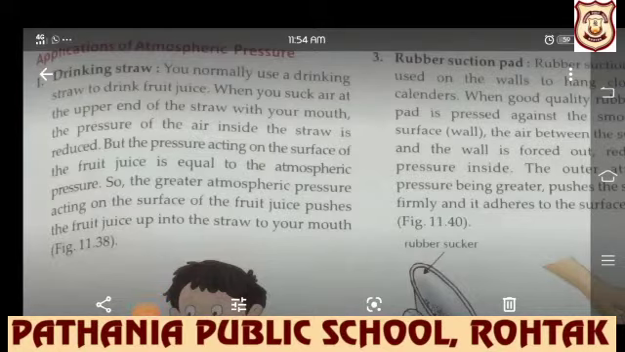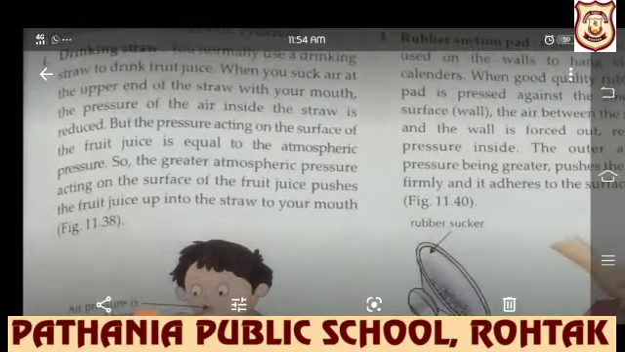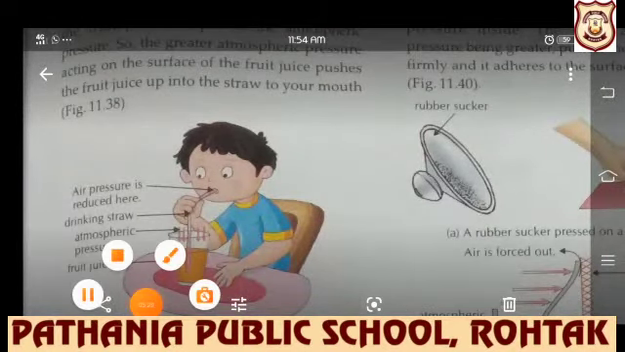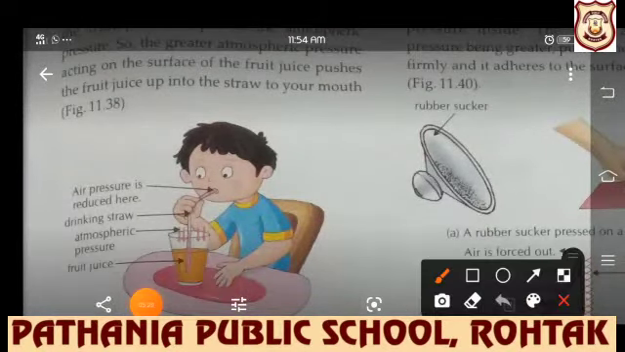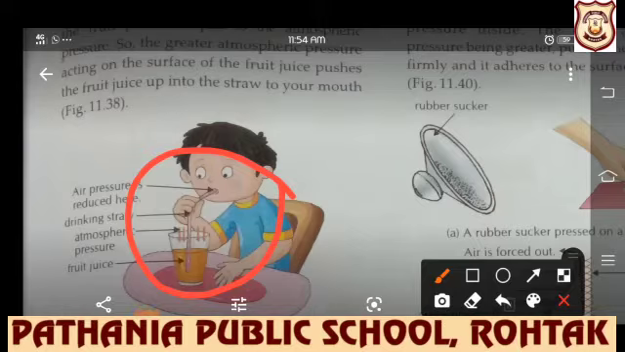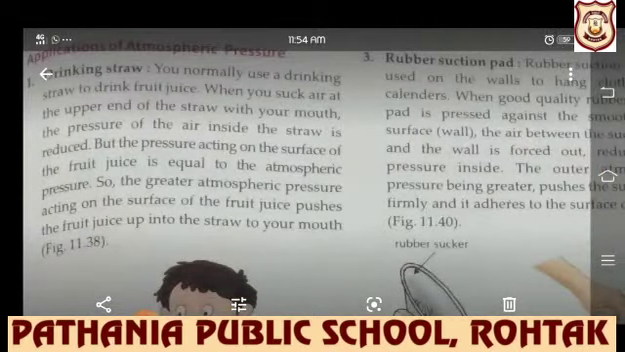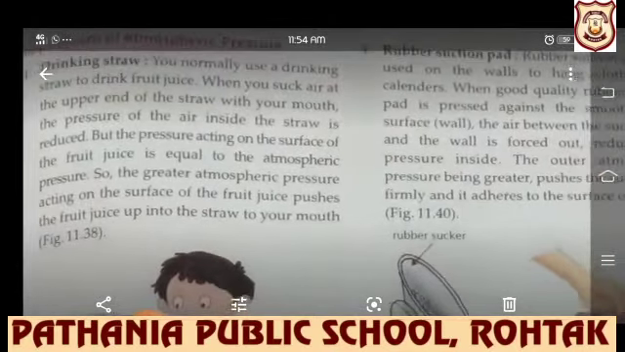First is the drinking straw. This is a common activity that you have done many times. See, this boy is drinking with this straw. Air pressure is reduced here at the mouth. Atmospheric pressure is at the mouth of the glass of fruit juice. So what we will see, you normally use a drinking straw to drink fruit juice.